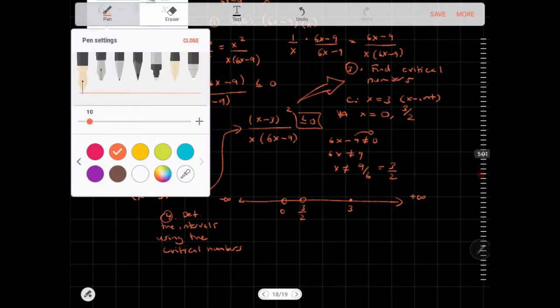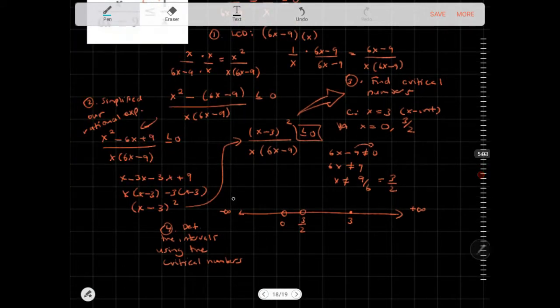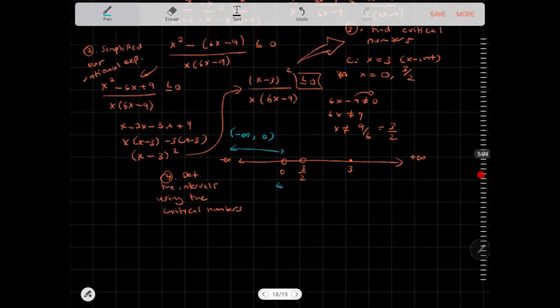Okay, let's figure out what these intervals are. Just do that in blue. So this interval here is negative infinity to 0. This interval here is 0 and 3 over 2. This interval here is 3 over 2 and 3, but it's going to be inclusive of 3, but not inclusive of 3 over 2, because that is a vertical asymptote.